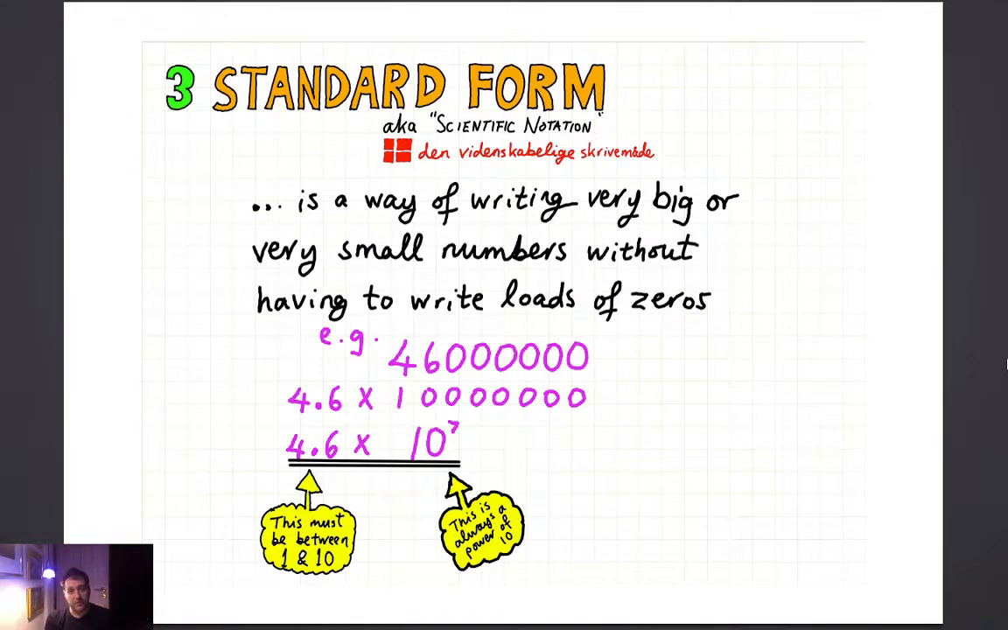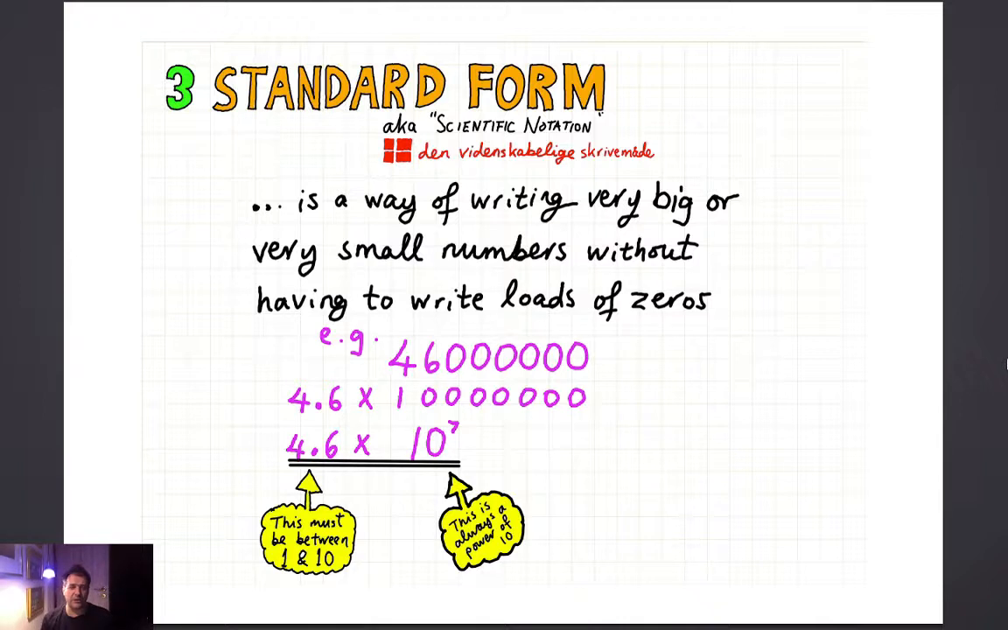MYP3 Unit 2 Chapter 3 is revising standard form, also known as scientific notation, or if you're interested in the Danish name, "Den videnskabelige skrivemåde." I have trouble saying that. It means the scientific method of writing, literally.